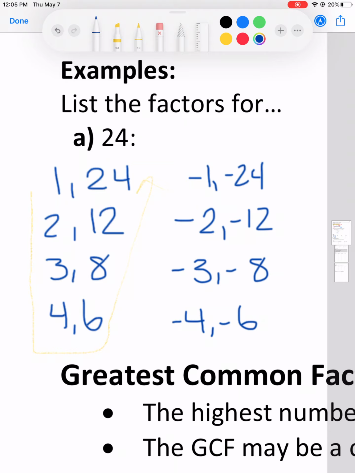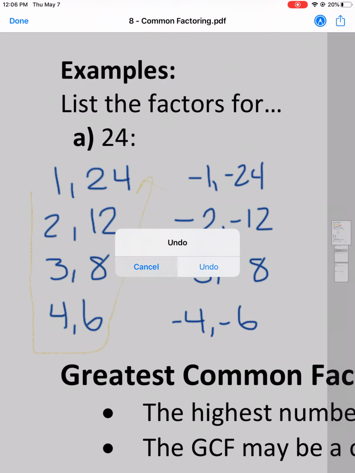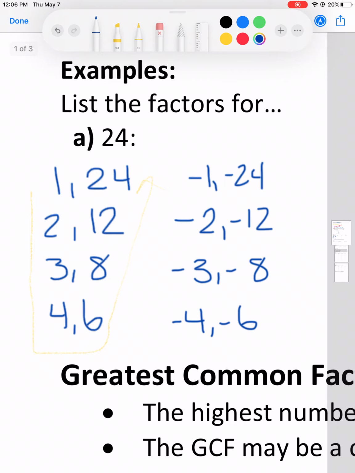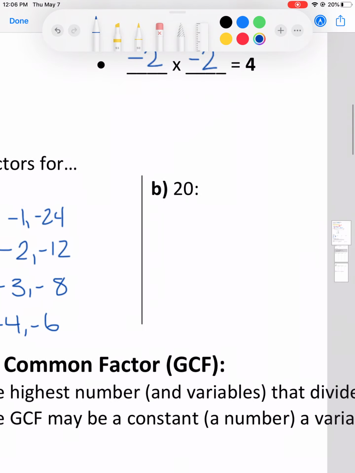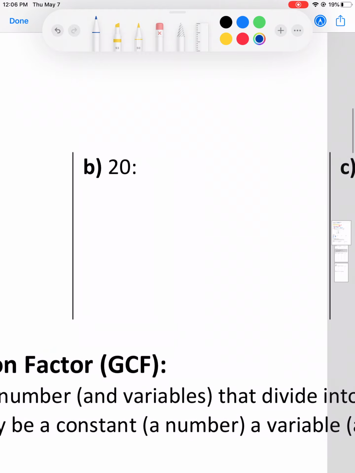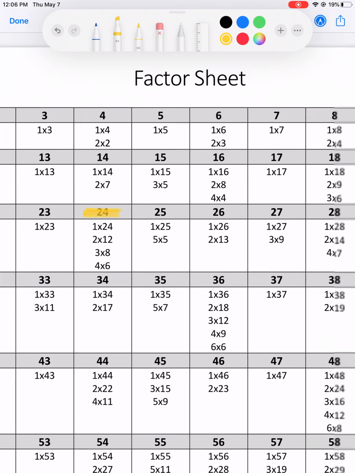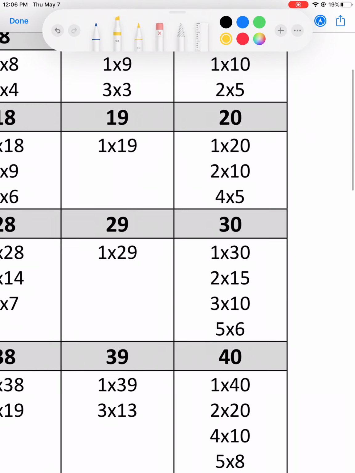Okay, on to the next. Okay. 20. What are my factors of 20? If you can list these off right away, go for it. If you need to use the sheet, do whatever suits you best. Where's 20? It's going to be over here. We got 1 by 20, 2 by 10, 4 by 5.